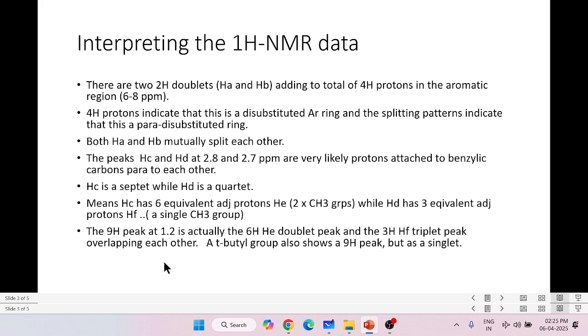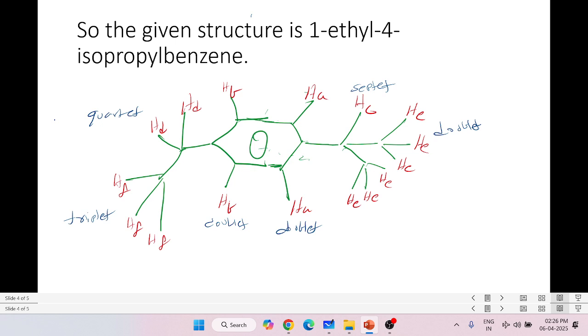Now, 9H peaks are also shown in NMR spectra of tertiary butyl groups, but that comes across as a singlet. It doesn't show a splitting pattern like what we see here. So that can be eliminated. With all this data put together, we can say that the given structure is 1-ethyl-4-isopropyl benzene.